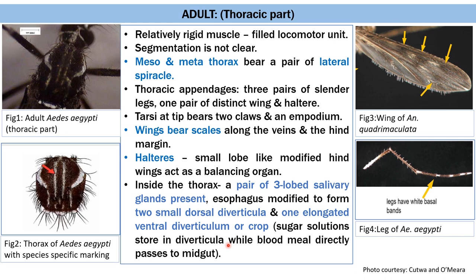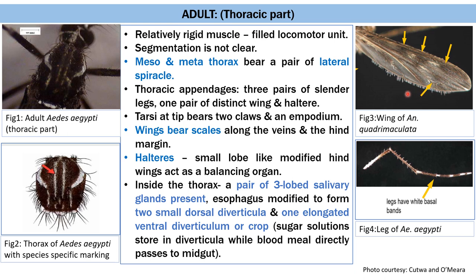Now, the bands and markings present on the thorax and thoracic appendages could be used for identification of mosquito genus and species. Here I am presenting an example of Aedes aegypti. Here the thoracic part shows the lyre-shaped bands of Aedes aegypti, which is specific for that particular species. Similarly, the legs of Aedes aegypti show white basal bands, which are also specific for that species.